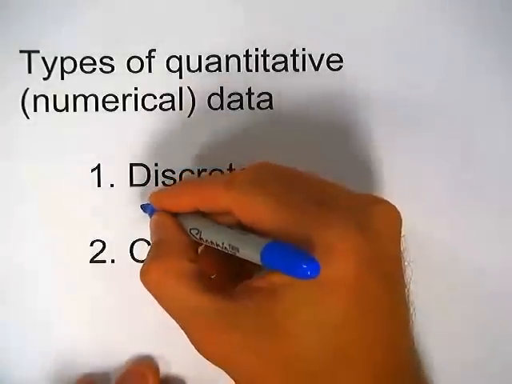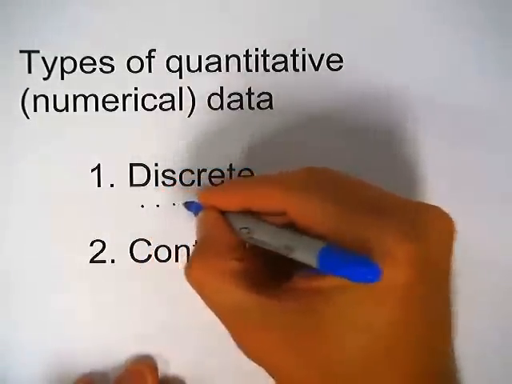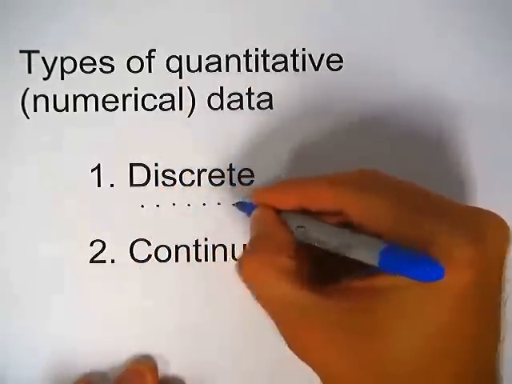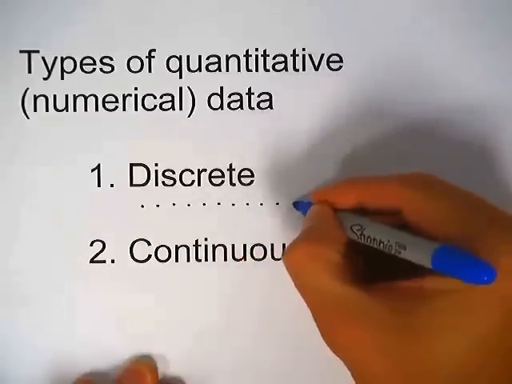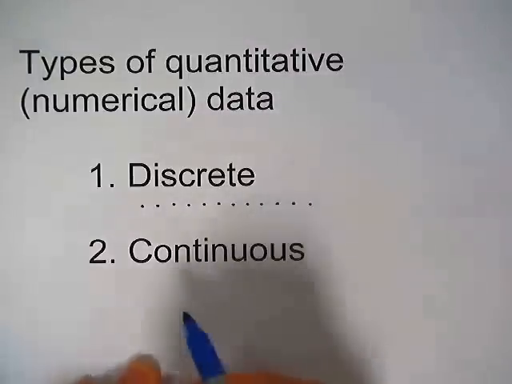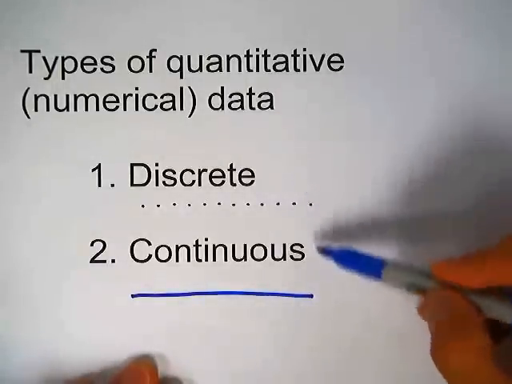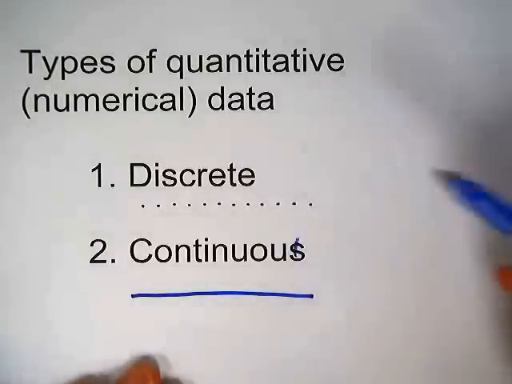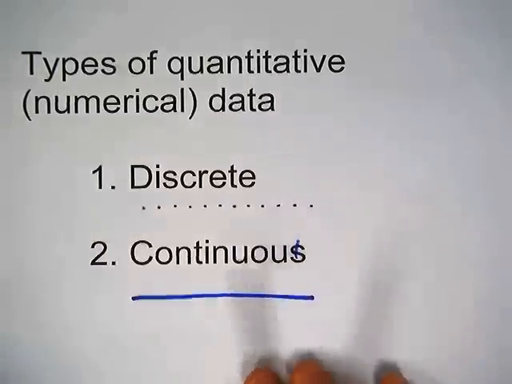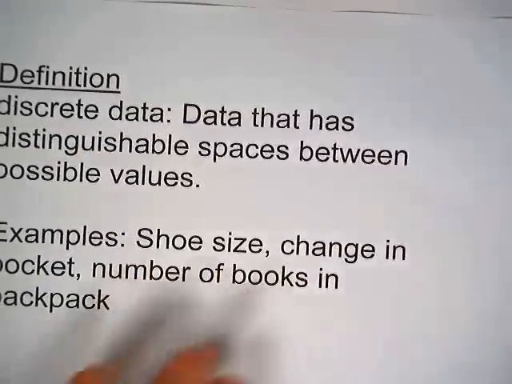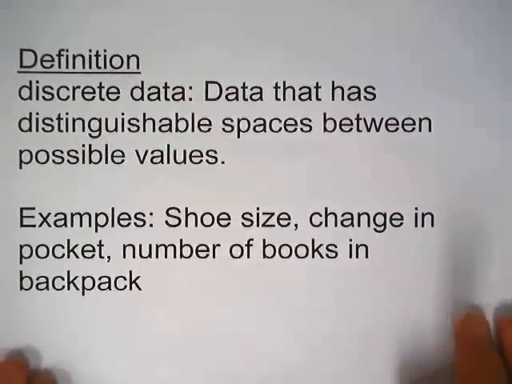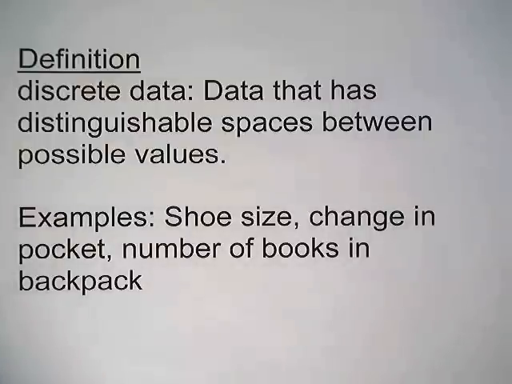Okay, one way to think about discrete is I think of it just as a straight line of just dots, whereas continuous I think of it as a line. These analogies will make sense when we look at the definitions. So let's start with discrete data. Discrete data is data that has distinguishable spaces between possible values.